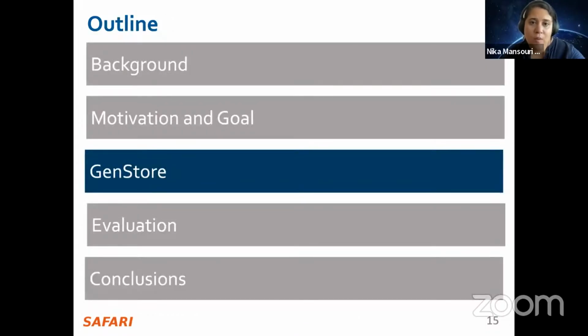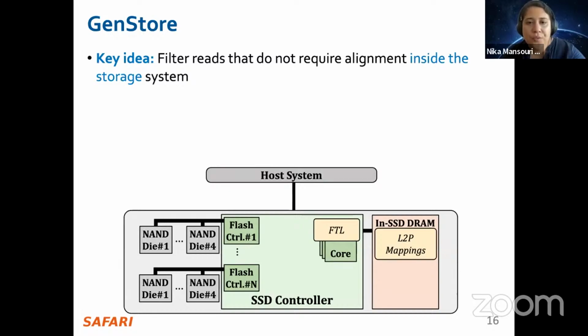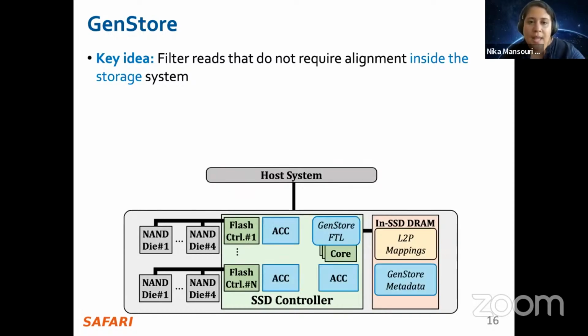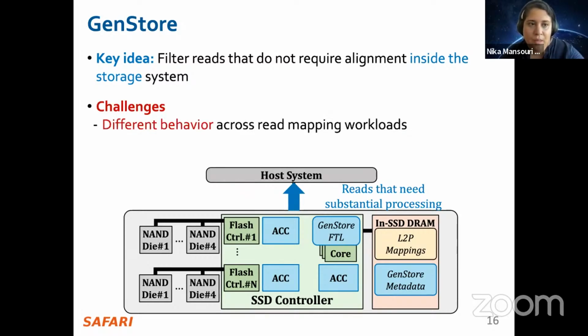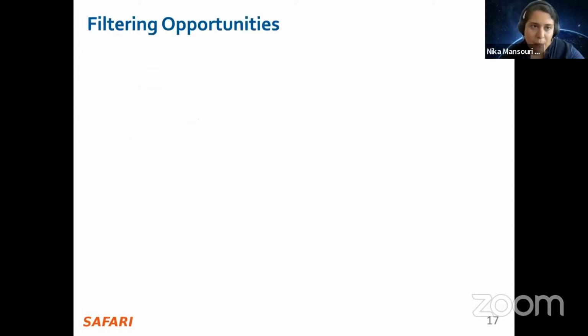To this end, we propose GenStore, which is the first in-storage processing system designed for genome sequence analysis. Our key idea is to filter reads that do not require alignment inside the storage system and send the unfiltered data to the host system for further processing. However, filtering reads in a modern SSD can be challenging due to different behavior across read mapping workloads and limited hardware resources available in the SSD.